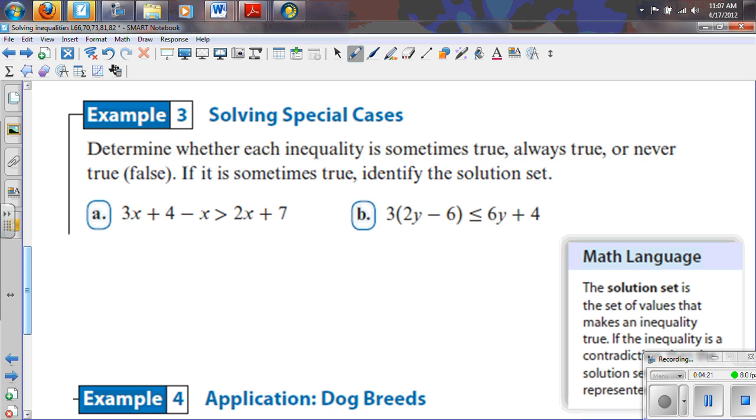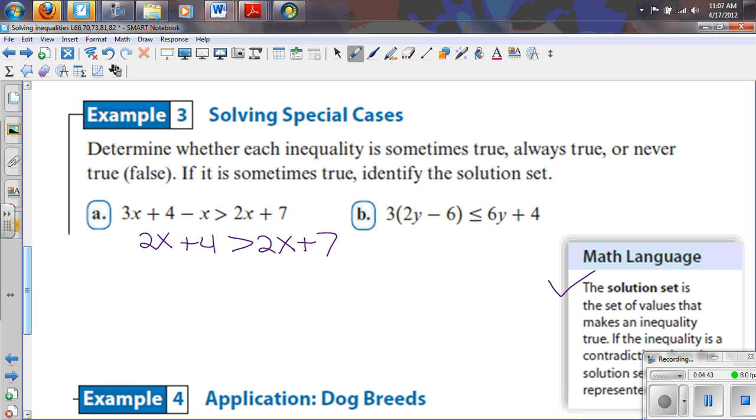And the solution set is just a set of values, a set of values that make it true. So there's some things that will make it true and others that won't. So let's solve this inequality. So the first thing I'm going to do is add like terms. So 3x minus 2x is 2x plus 4 is greater than 2x plus 7.